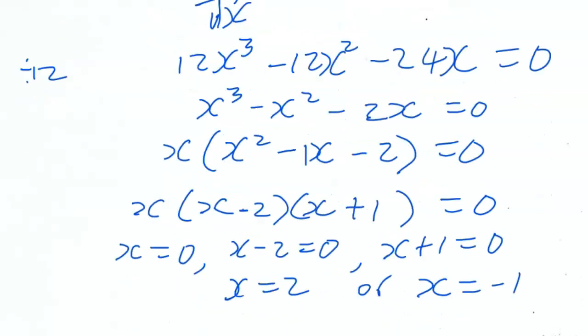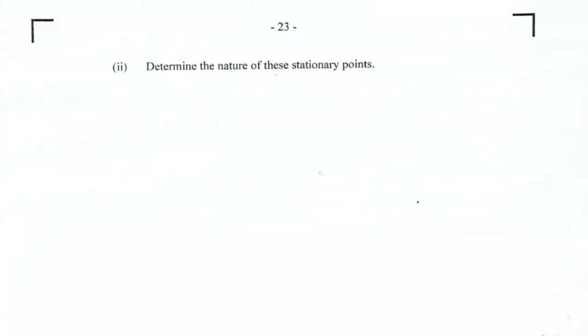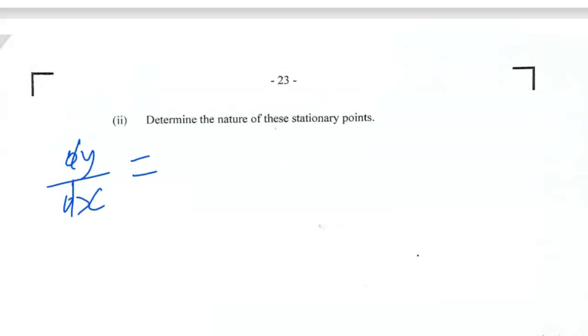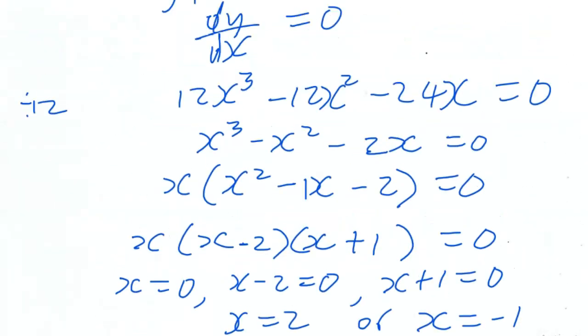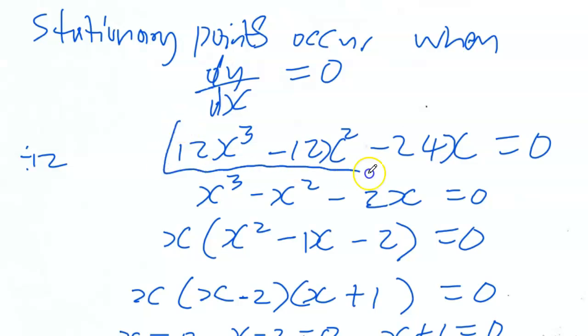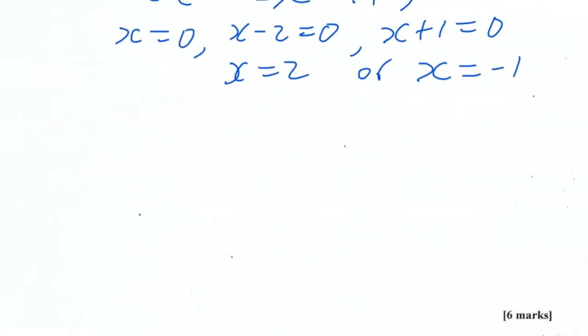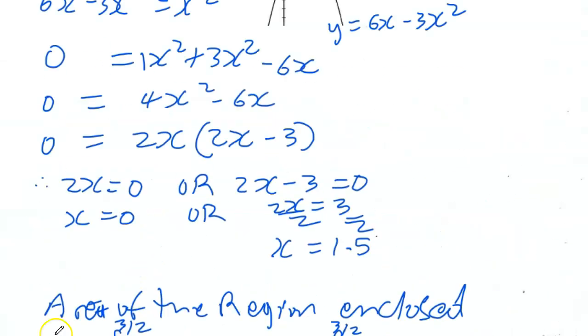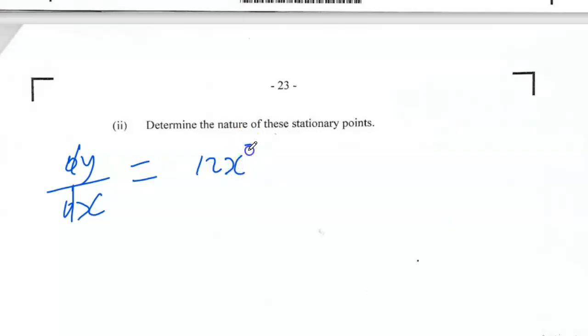Let's go down to see what else is required of us. Determine the nature of these stationary points. In other words, you want us to tell whether these stationary points are maximum or minimum or points of inflection. Now, let me just rewrite dy by dx. We found that dy by dx was equal to, let me just recap, we differentiate from f of x, we end up with 12x cubed minus 12x squared minus 24x. That was dy by dx.